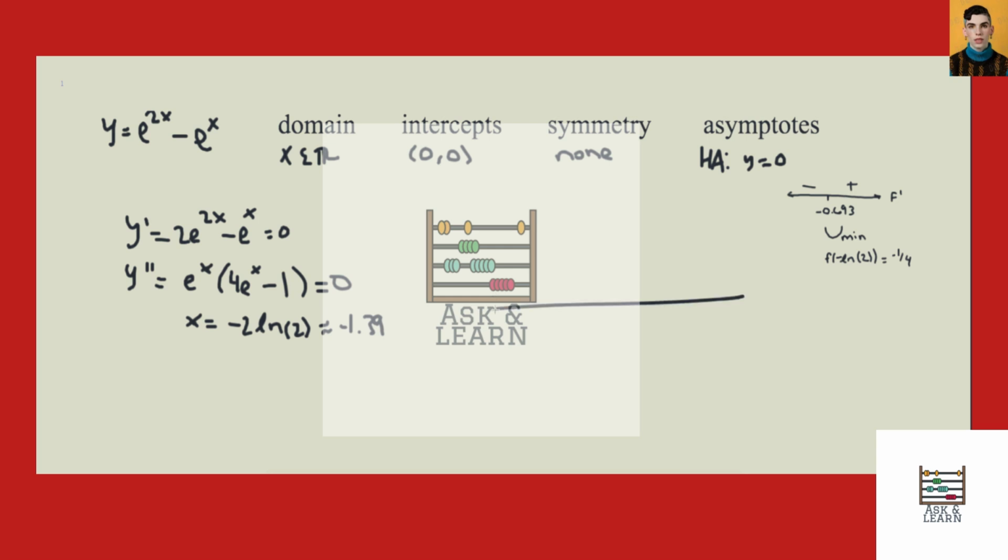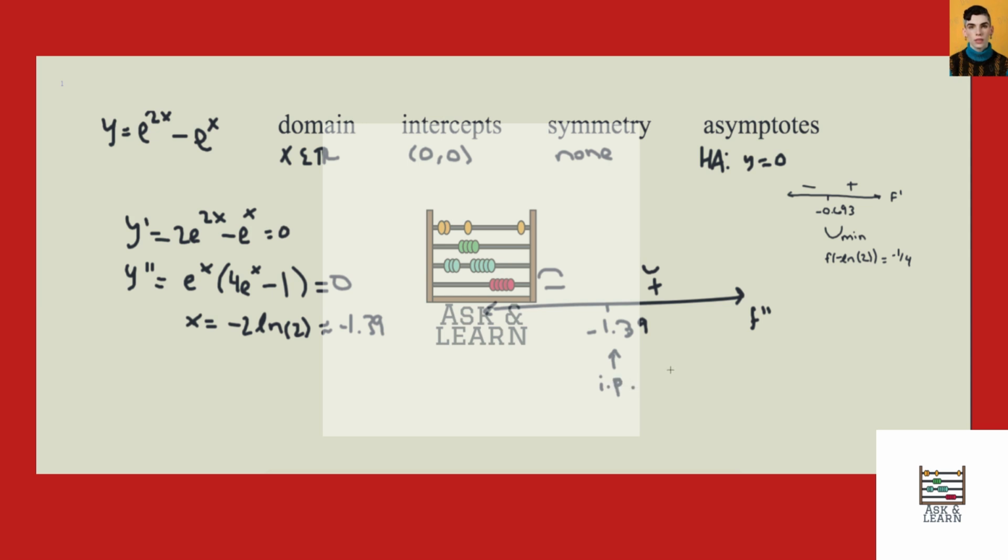So if we do the second derivative test, so this is f double prime, we put our value here, so negative 1.39. Anything smaller will give us negative, and anything larger will give us positive. That means that this area is concave down, this area is concave up. And because it's switching signs from negative to positive, we can say that this negative 1.39 is an inflection point.